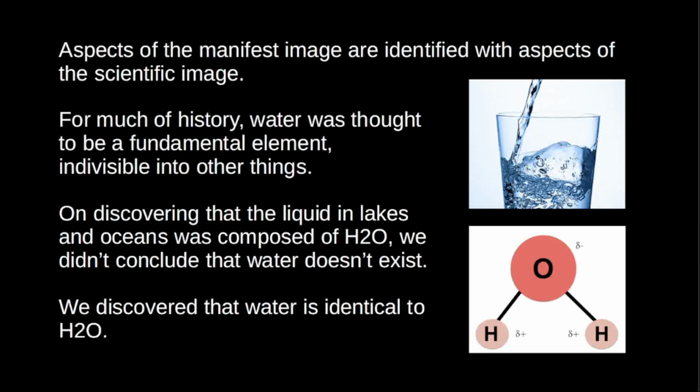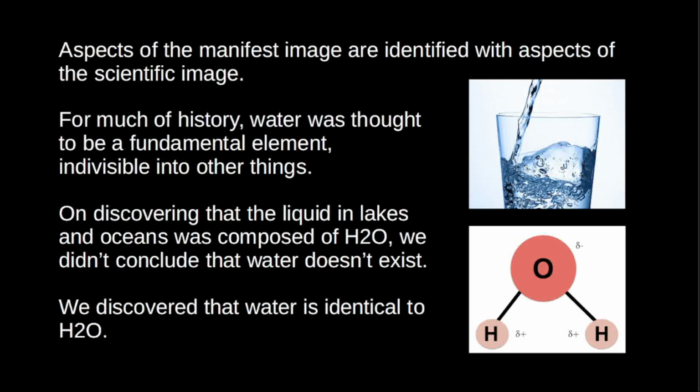So the point is that when we used the word water in the past, we were tracking H2O, even though we didn't always know that water was H2O. So we used the word water to describe the liquid in this glass, to describe the liquid that falls from the sky, to describe the liquid that fills oceans and rivers. And then we did some investigation. It turns out this liquid is H2O. So water just is H2O. We have identified an aspect of the manifest image with an aspect of the scientific image.